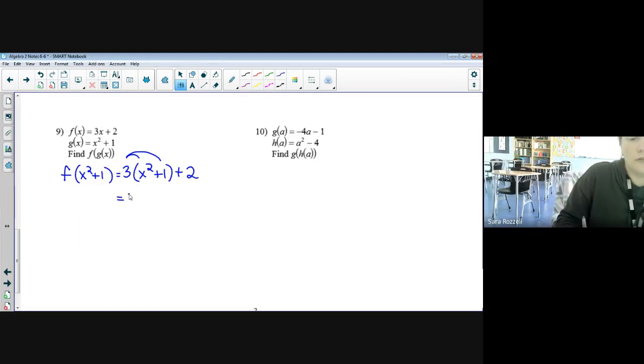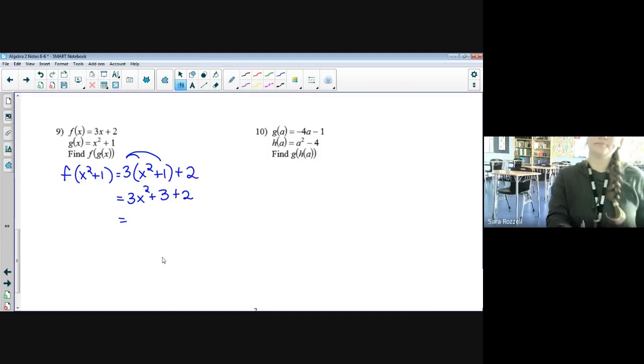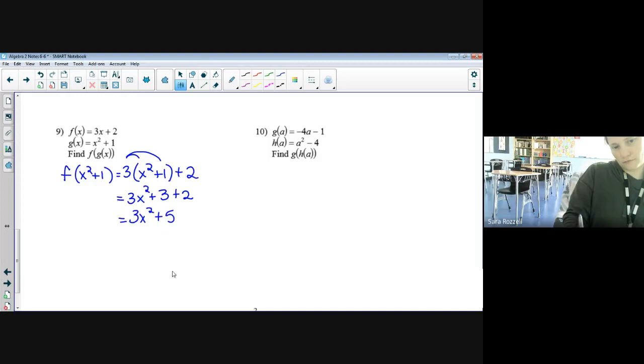So we'll distribute. And if we have like terms, we'll simplify those. Which do we have like terms? Yeah. So since g of x was x squared plus 1, I put that in there, because I know that's what that is. And now I'll evaluate f of x squared plus 1.